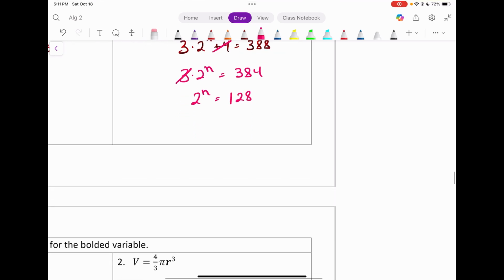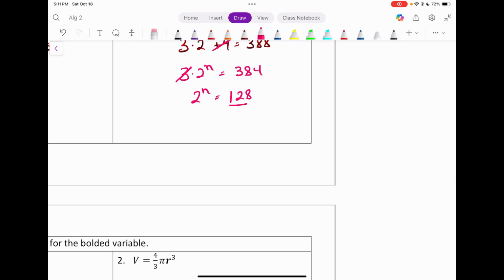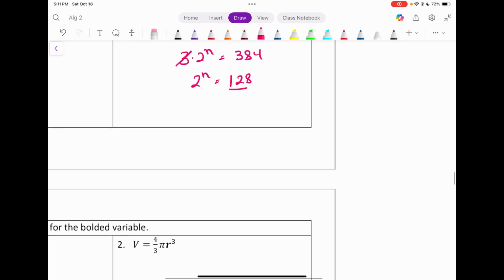So you can do this a couple of different ways. You could change this to a base 2 if you wanted to. However, I'm going to solve it with logarithms. That's going to be log base 2 of 128 is equal to n. If you would like to, you can type that in as the log of 128 divided by the log of 2, and that's going to equal 7.